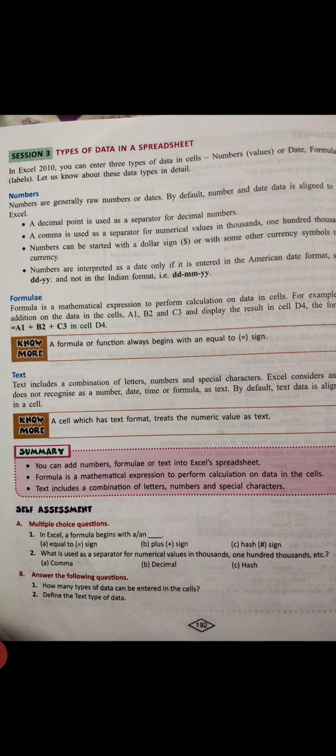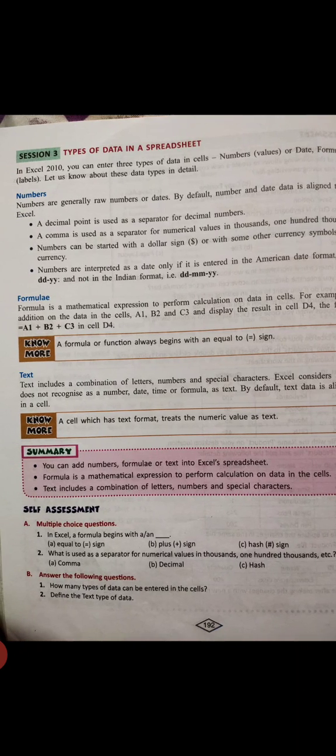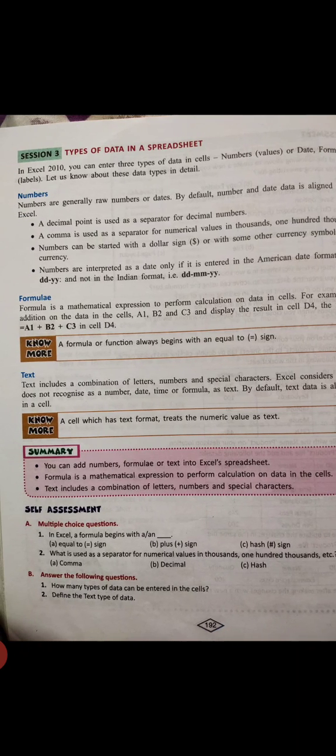Then a formula is a mathematical expression to perform calculations on data in cells. One more data type is text. Text includes a combination of letters, numbers and special characters. By default, text data is aligned to the left in a cell. So just keep this in your mind.